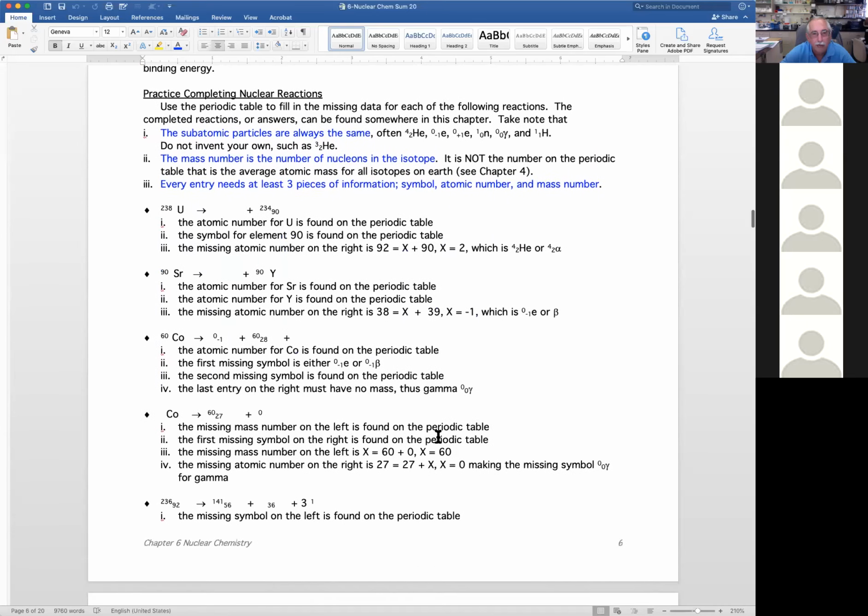So I gave a bunch of practice within this chapter here. So here's some things to think about. The subatomic particles are always the same. So I don't want you to get creative here and start making up your own. An alpha particle is always this. It's never this. Okay? Here's an electron. Here's a proton. Here's a neutron. Here's gamma radiation. Here's a hydrogen. Okay? So don't invent your own.